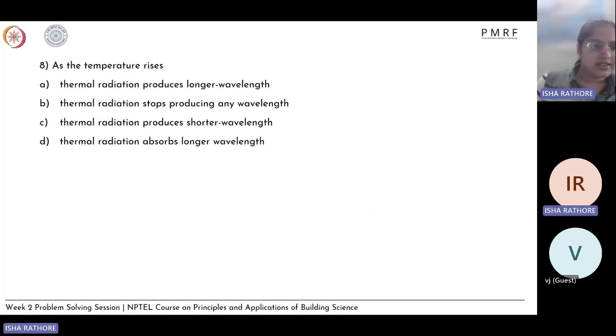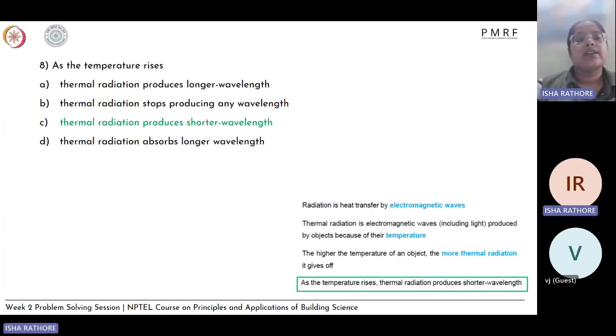Okay, so we have an answer C, which is the correct answer. So as the temperature rises, the thermal radiation produces shorter wavelengths, and the higher the temperature of the object, the more thermal radiation it is going to produce, and more heat is going to be let out by radiation. So C is the correct answer.